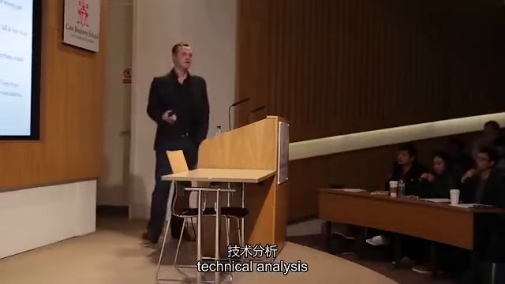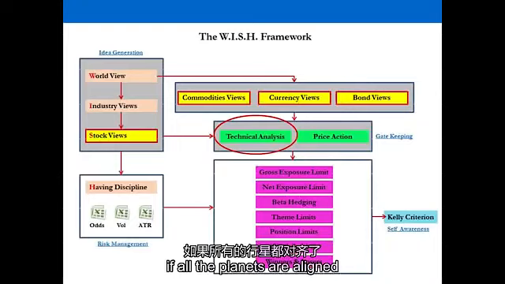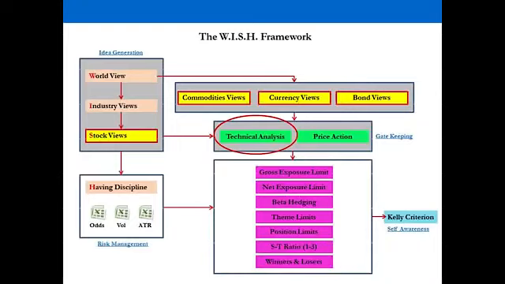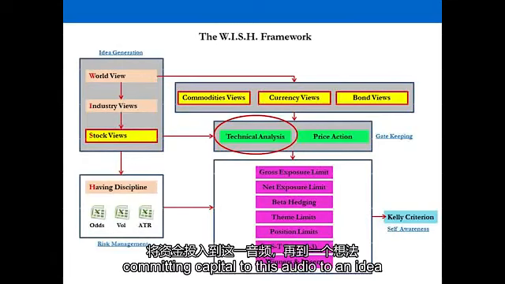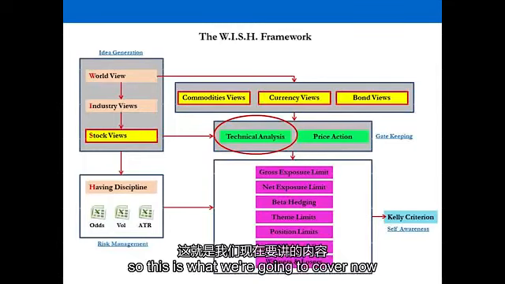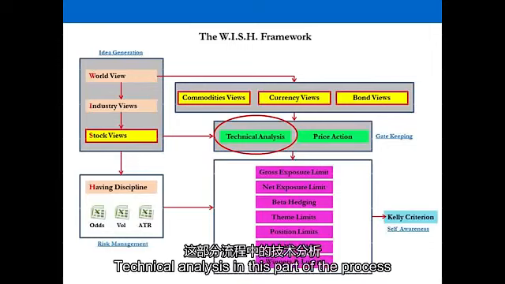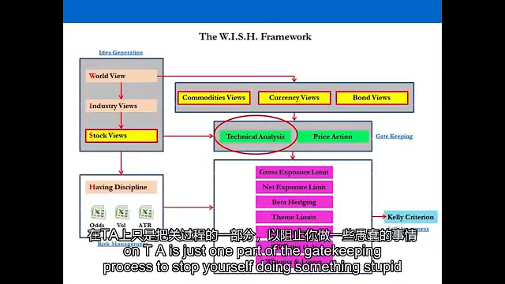So what do we do? We apply a screening process of technical analysis, TA, and price action indicators. If all the planets are aligned and all those boxes are ticked, then we can seriously consider committing capital to an idea. So this is what we're going to cover now, technical analysis in this part of the process. And TA is just one part of the gatekeeping process to stop yourself doing something stupid.